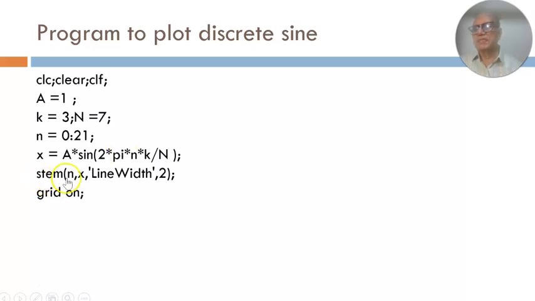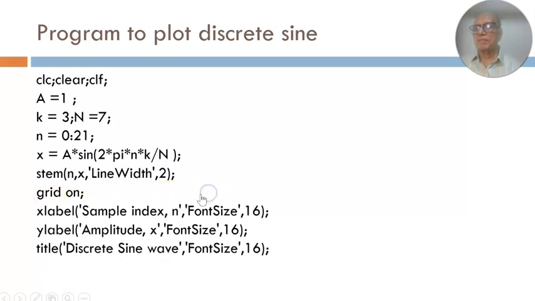So we use that: stem(n, x), with line width, which we have already discussed. You can use 2, 3, 1 or whatever. Grid on. Then xlabel: on the x-axis you have the sample index, that is n. Font size we take 16. Ylabel: amplitude x, font size 16. Remember, the amplitude is still a floating point variable, because all signals and systems theory is developed assuming that your time is either continuous or discrete, and amplitude is always assumed to be continuous. That we have discussed before.